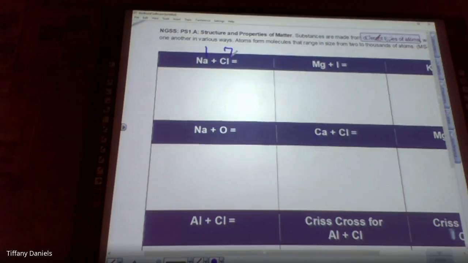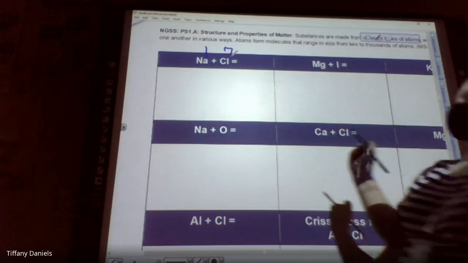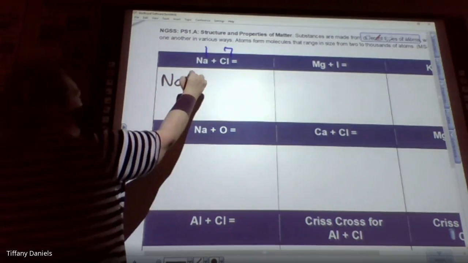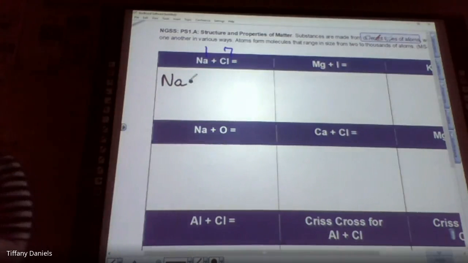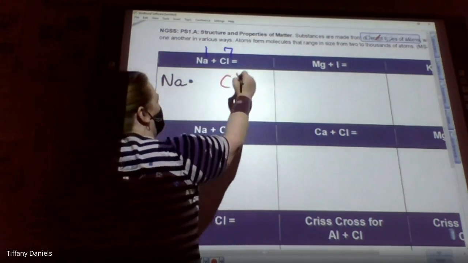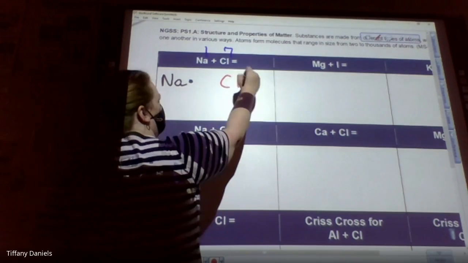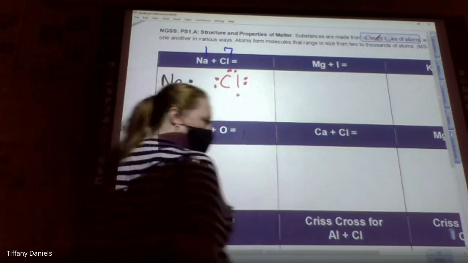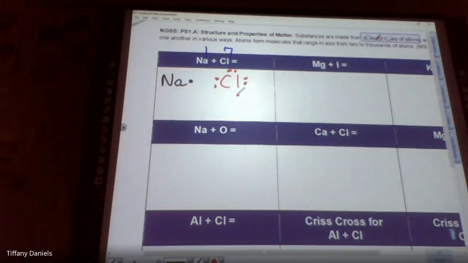All right. So I just like to list the group numbers because it helps me. So the next thing I need to do is I need to write the Lewis structure for each one. So Na, there's this Lewis structure. I know that it has one dot because it's in group 1. And then I have Cl, and it has 7 dots. So chlorine's got 7 dots.